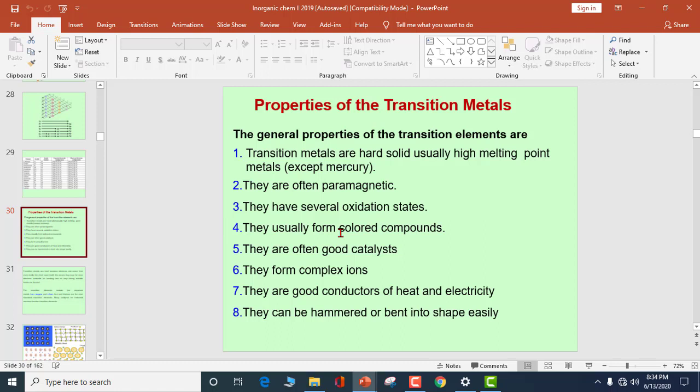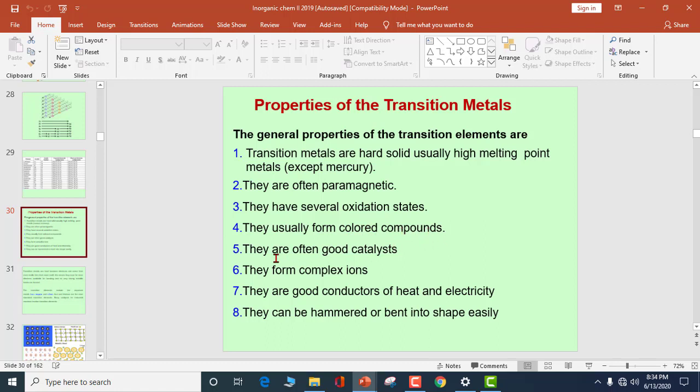Similarly, they have colored compounds. As I explained, we have to explain this in CFT, crystal field theory, but you can see that there is shifting of electrons from higher energy to lower energy. When an electron jumps from higher energy to lower energy, it emits radiation of a certain wavelength, and this wavelength can cause a color. This wavelength has a color, and usually if it falls in the visible region, it gives us a color, which we have to explain in ligand field theory.